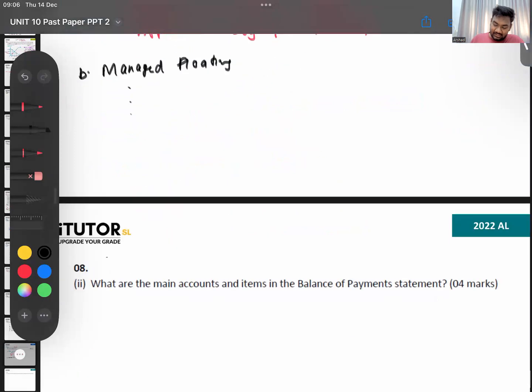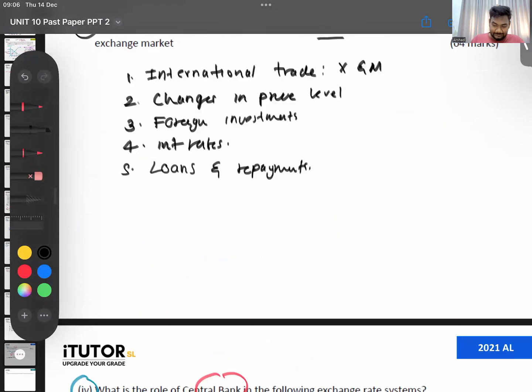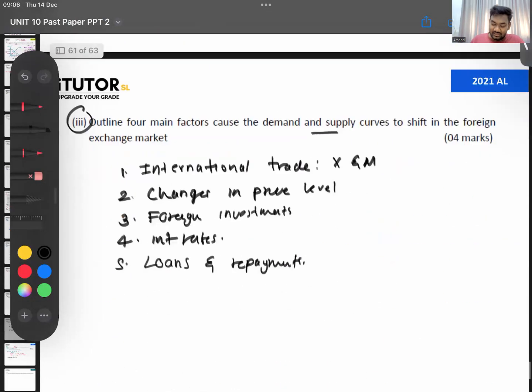Then yeah, that's it with 2021. I think that was an interesting paper. They had 3 questions. Good one.